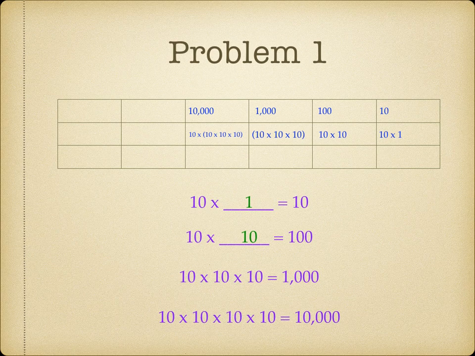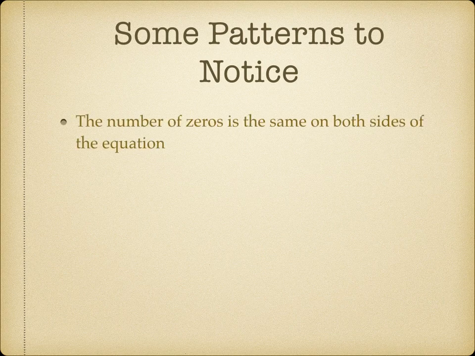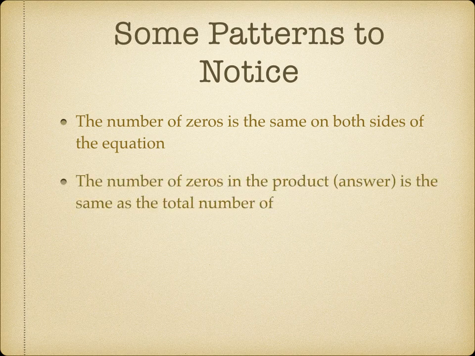So there are some patterns that we should be noticing. And some of them are, the number of zeros is the same on both sides of the equation. 10 times 10 times 10 times 10 has 4 zeros, and 10,000 has 4 zeros. We could say this, the number of zeros in the product, or the answer, is the same as the total number of zeros in the factors.